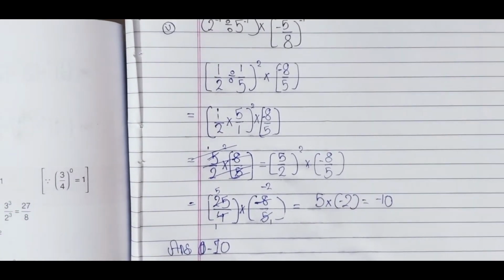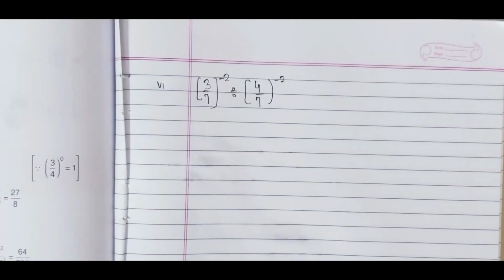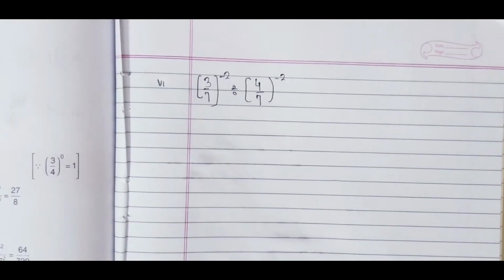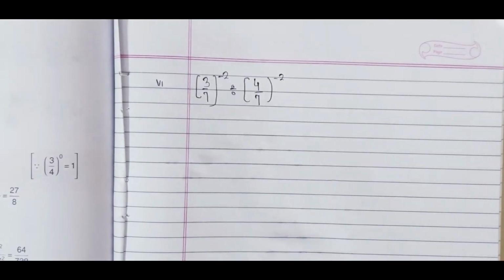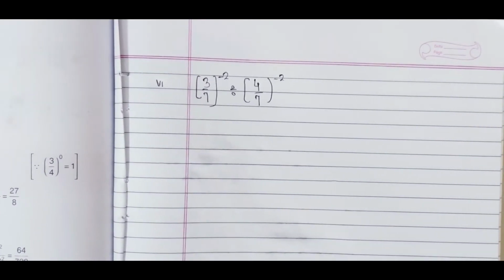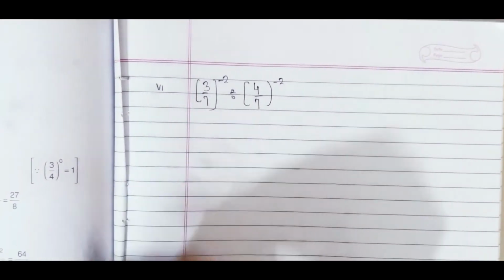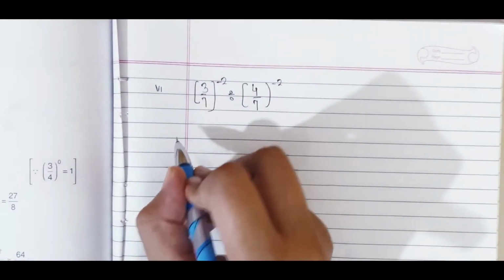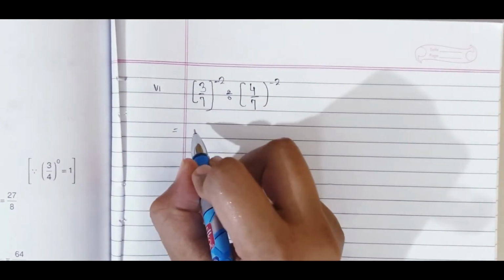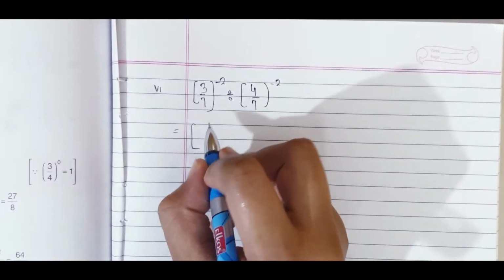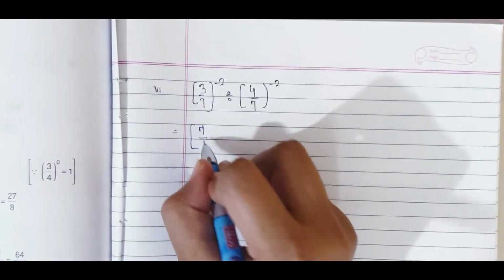So this was only. So guys, our sixth question is (3 by 7) to the power minus square divided by (4 by 7) to the power minus square. So now first we will reciprocal the numbers to make the powers positive. So 3 by 7 reciprocal is 7 by 3.